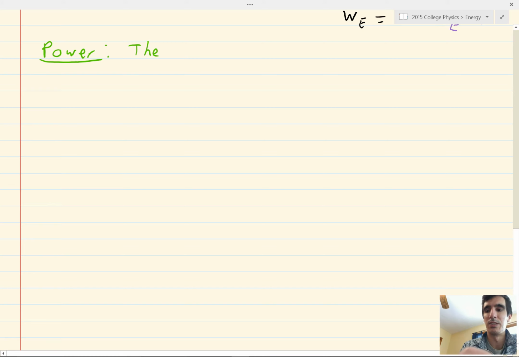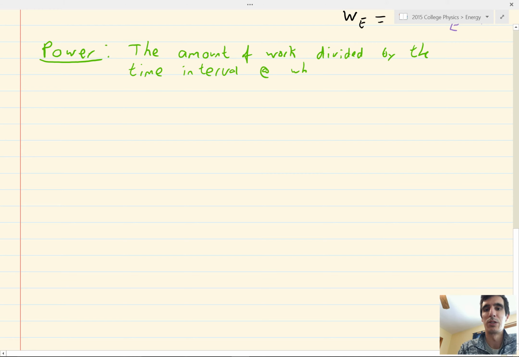So power is the amount of work divided by the time interval at which the work is being done.